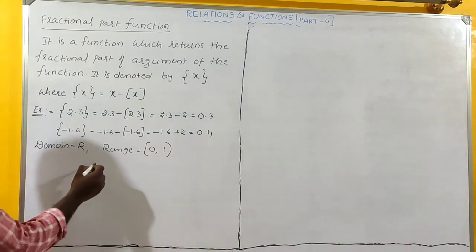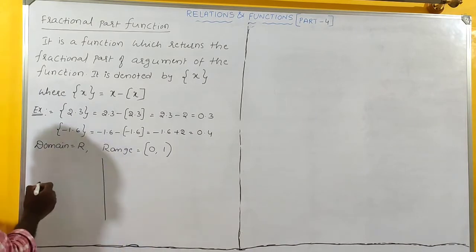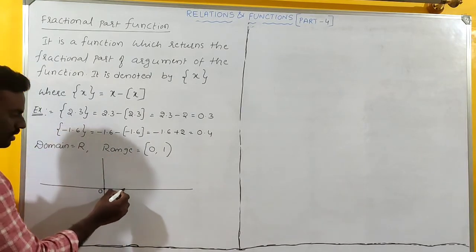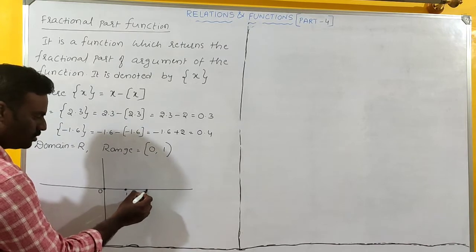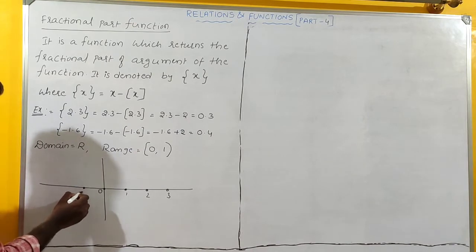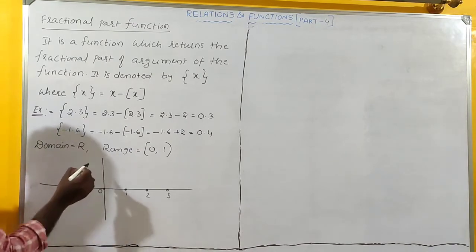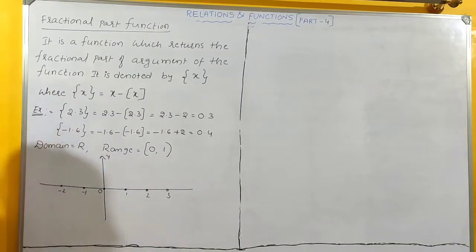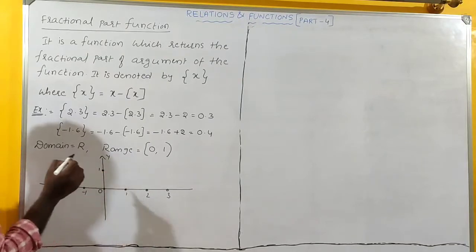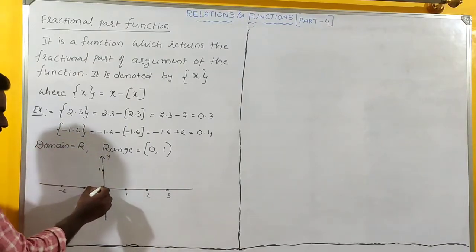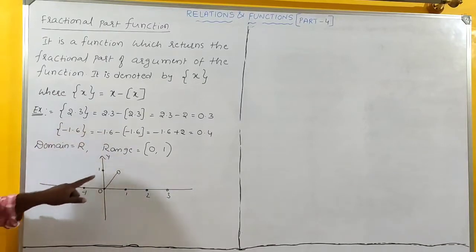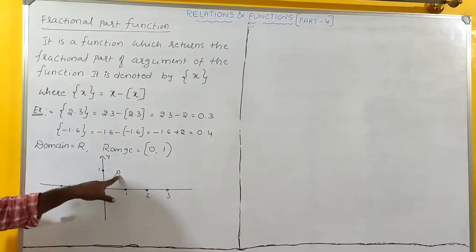Now we will discuss what the graph of the fractional part function is. This is 0 and this is 1, this is 2 and this is 3, like this. Coming to here, -1, -2. This is the y-axis. Now this value is 1. The graph will come like this. But 1 is here. Why did I take a circle? Because this 1 is not included. That's why I mentioned the circle.